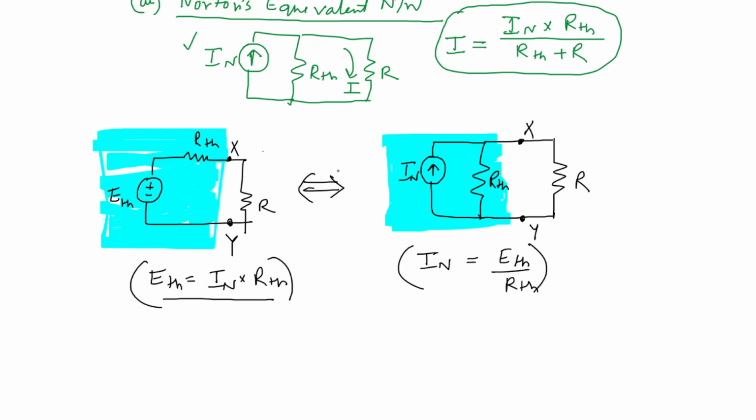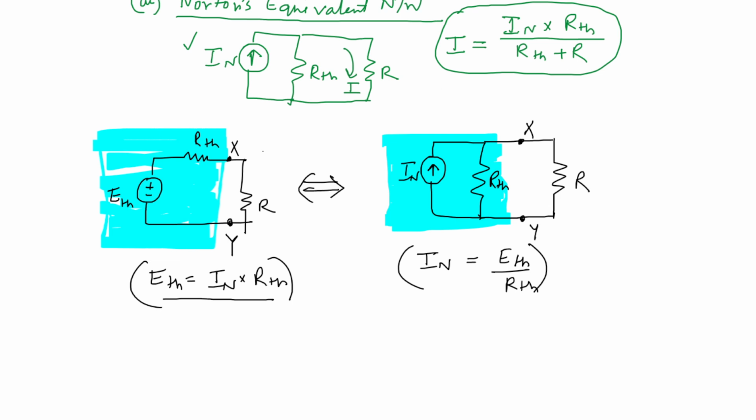You see, you can get this relation. There is a very strong relationship between these two networks, the Thevenin equivalent network and the Norton equivalent network, by the source conversion technique. If a voltage source is connected in series with a resistance, then the same assembly can be converted to an equivalent current source in parallel with that resistance. So IN is nothing but ETH by RTH and vice versa.